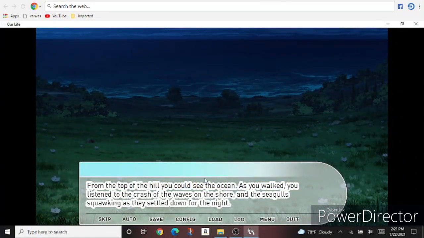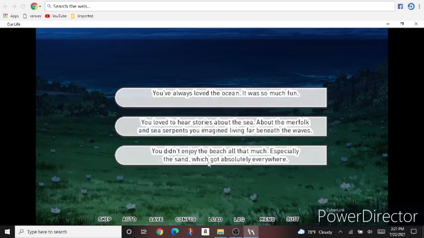From the top of the hill, you could see the ocean. As you walked, you listened to the crash of the waves on the shore, and the seagulls walking on the ground. You always loved the ocean. It was so much fun. You loved to hear stories about the sea, about the merfolk and sea serpents. You imagined something far beneath the waves. You didn't enjoy the beach all that much, especially the sand. Got absolutely everywhere.